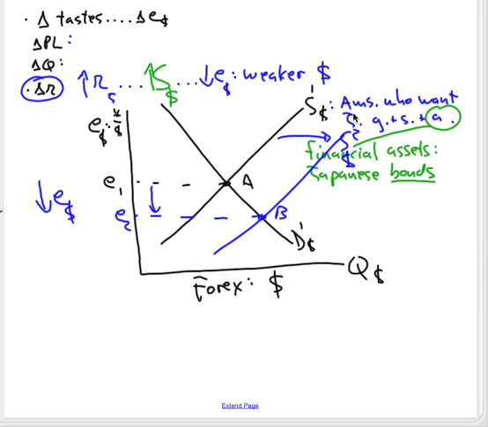Give whatever one you were asked for. If you're asked to show the effect of an increase in Japanese interest rates on the foreign exchange value of the dollar, draw this graph. If you're asked to show the effect of an increase in Japanese interest rates on the exchange value of the yen, draw the foreign exchange market for yen.